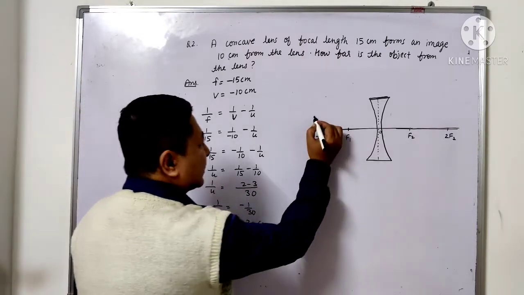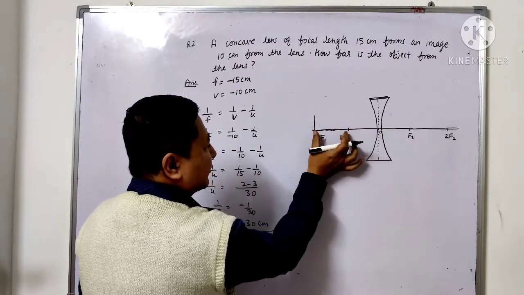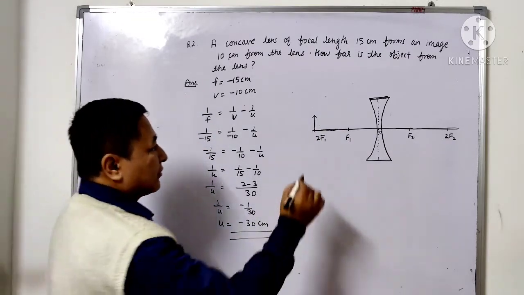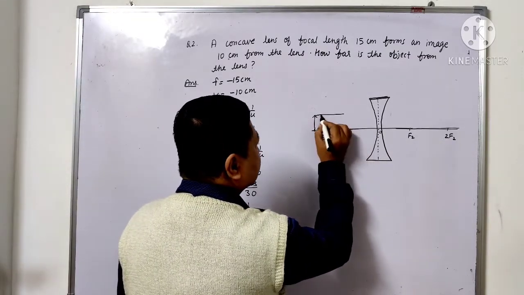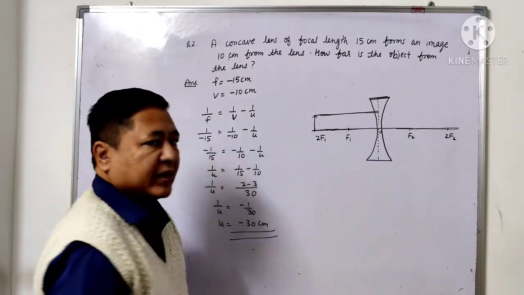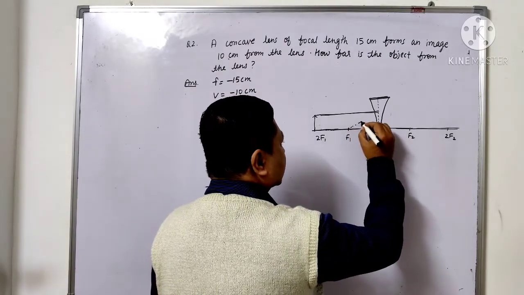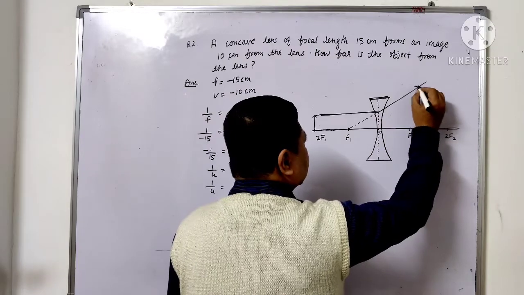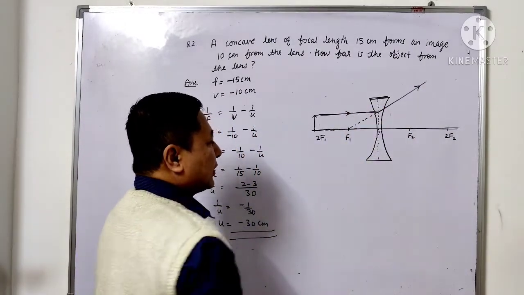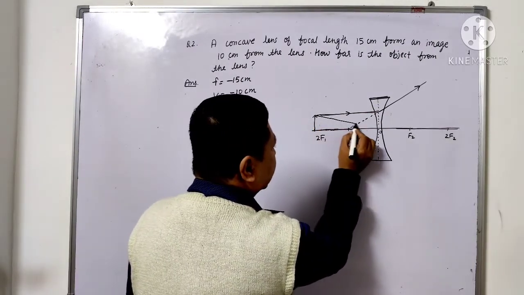So let us put the value here to draw the diagram. This is an object, this is 15 and 15, 30. So we have kept the object at 2f1. Now the ray of light will be parallel to the principal axis. And this is a diverging lens, it will diverge from the focus, it will produce this from the focus. So it will diverge this side. This is the incident ray and this is the refracted ray. And the other ray of light will pass through the optical center without any deviation.